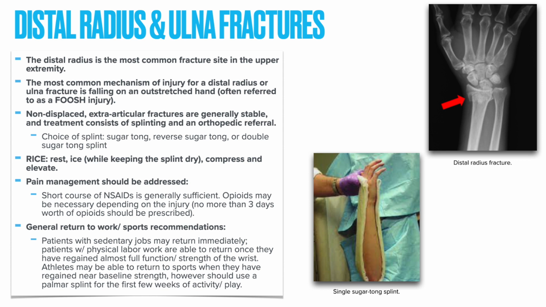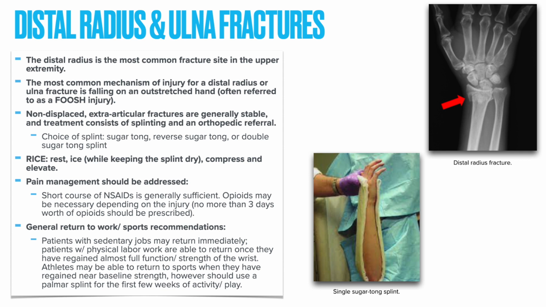For these injuries, the distal radius and distal ulna fractures, a sugar tong splint is the preferred choice of splint, and patients, of course, should also be educated on the acronym RICE: rest, ice, compression, and elevation, as this is the mainstay of treatment in all orthopedic injuries. Pain management should be addressed as well, and typically a short course of NSAIDs is sufficient. However, occasionally, depending on the severity of the injury and severity of pain, a 3-day or less PRN opioid prescription can be appropriate as well.